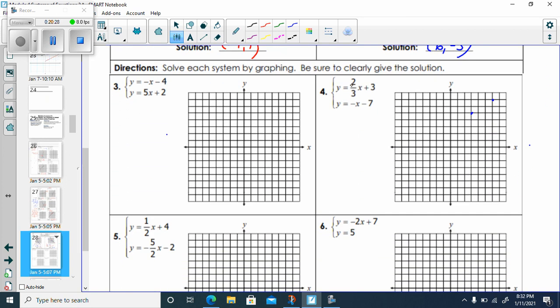Okay, let's look at number 4. It says solve each system by graphing. We're going to graph them and figure out where they intersect. We know this is y is equal to mx plus b. B is our 3. Our slope is 2/3. Up 2 over 3, up 2 over 3. There's that equation.